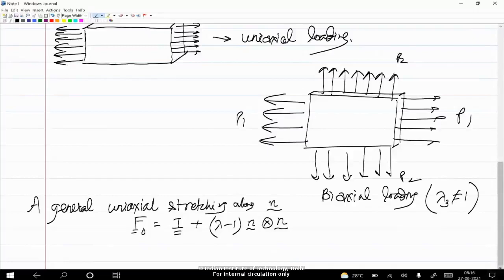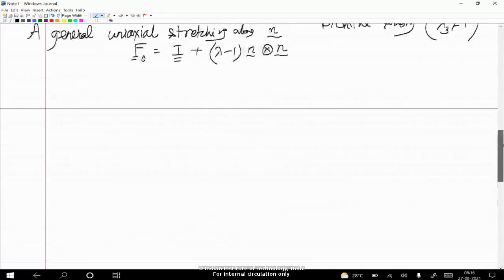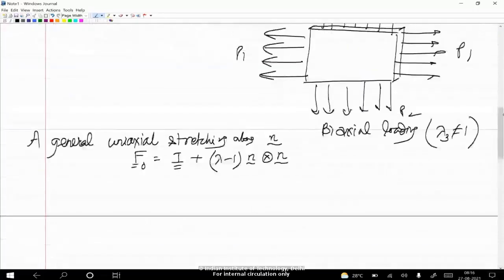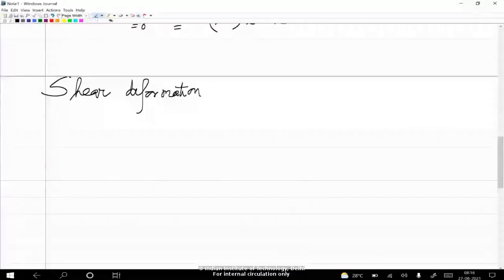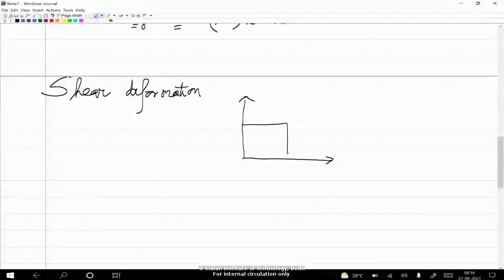Likewise, you can also think of shear, a shear deformation. I think all of you may have seen this picture where you have this body, and after deformation it becomes like this, right? Let us say this is some angle, say this is K, and it is E1 and this is E2.